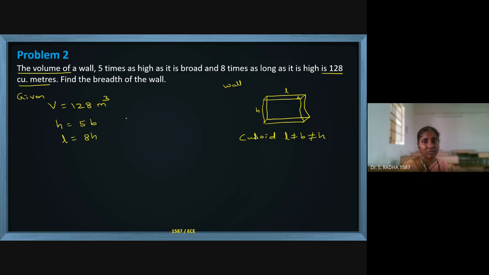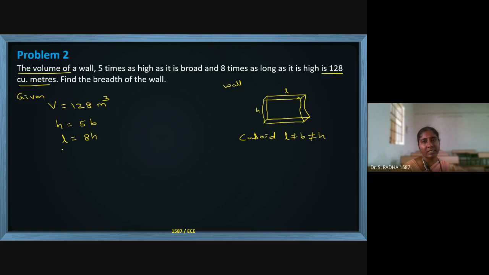You read the sentence once or twice, you will understand, because such complex, not easily understandable sentences will come up now and then. So you should get familiarized. That's why we are keeping it as it is, not changing the sentence and making it easy for you. Now, 8 times as long as it is high. For example, if I tell you your height is twice as that of my height, you have to write your height equal to 2 times my height. Okay, the same like that they have given.